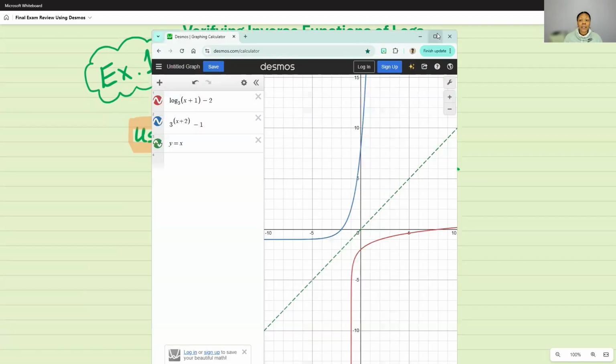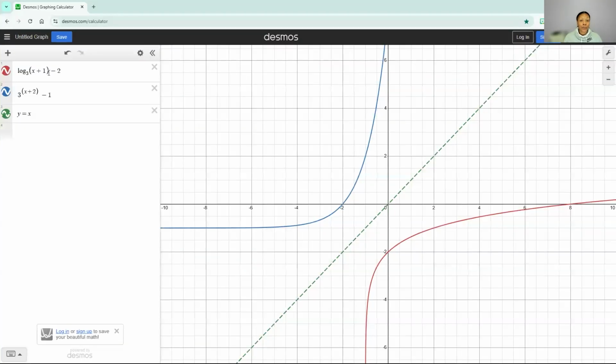In Desmos, I typed in my f of x, which is the red one, and then my g of x, which is the blue one. And what you're looking for is that those graphs actually reflect over your line of reflection, which is known as y equals x. It has to be that positive slope. Sometimes they'll try to trick you on these tests and they'll have the slope going downward. That is not y equals x.